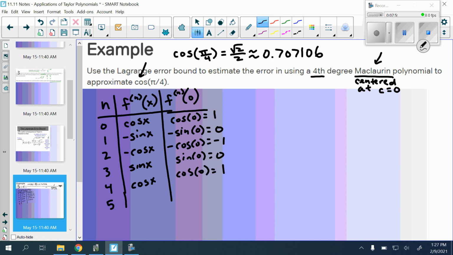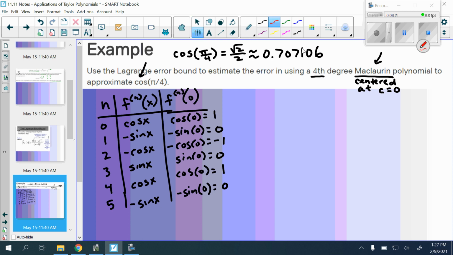That's 1. And I'm going to go one more here. Negative sine evaluated at 0. We've had that one before as well. That's 0. Okay, so there's the different derivatives there. Next thing, what is the approximation? Well, let's find out what that P of 4 is. So remember to find these out.